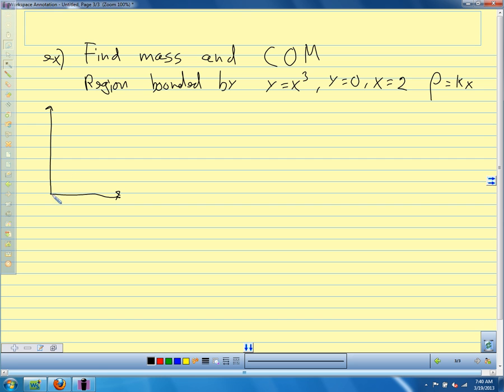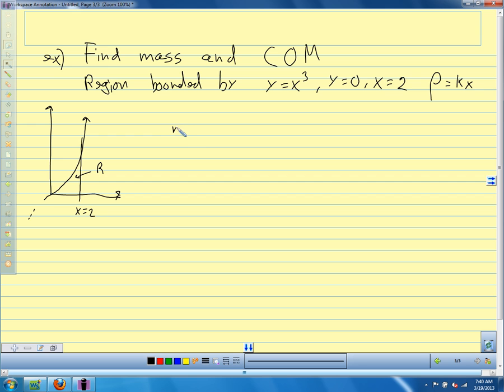So y equals x to the third. It's going to go something like this. And x equals 2, like so. And y equals 0 down here at the x-axis. So our region is there. So we want to set up our double integral. So what's going to be the best way? How do we want to set it up? Want to set a vertical rectangle? That would be my choice.